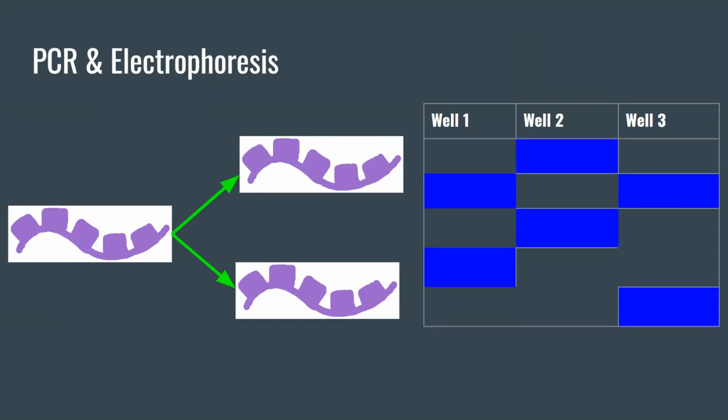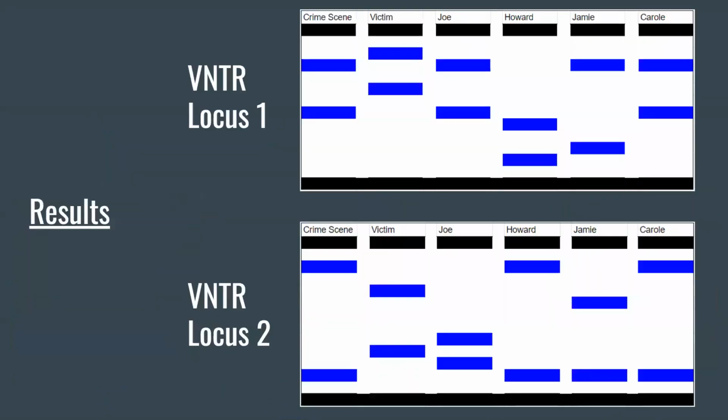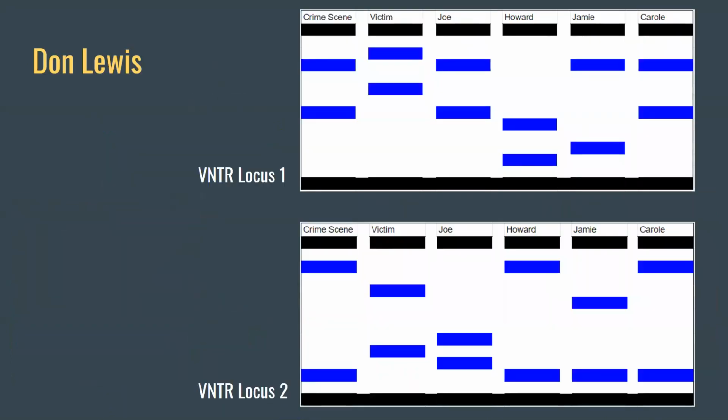The police have 4 suspects for the crime: Don Lewis's ex-wife Carol, his co-worker Joe, Carol's current husband Howard, and Carol's daughter Jamie. DNA samples have been taken from each suspect, and a VNTR loci test was run. Here are the results. The victim's DNA was run to rule it out.